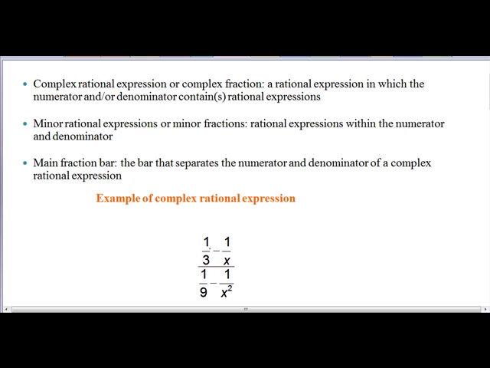So now, an easy way to see it: I'm going to extend the main fraction bar a little bit longer, so you can see we have a rational expression in the numerator and a rational expression in the denominator. This line we call the main fraction bar.